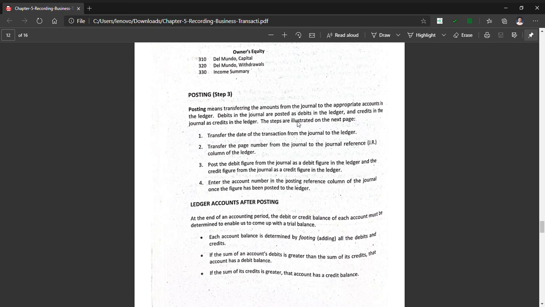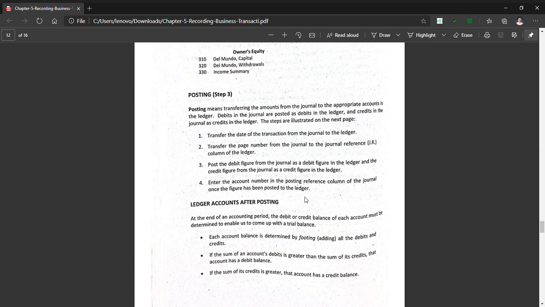Next is to post the debit figure from the journal as a debit figure in the ledger, and the credit figure from the journal as a credit figure in the ledger. So, i-transfer nyo lang. Ikokopyahin nyo lang kung debit ba siya sa journal, edi i-debit nyo din siya sa ledger. Kung credit siya sa journal, edi credit nyo din siya sa ledger. Transfer nyo lang.